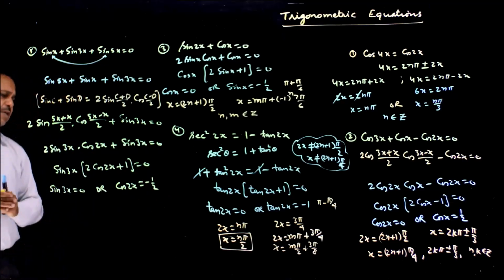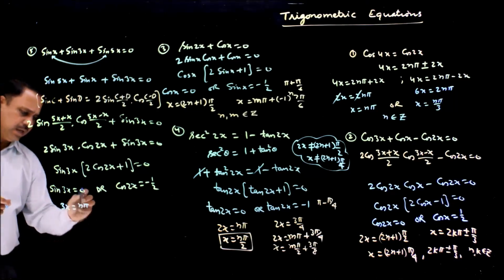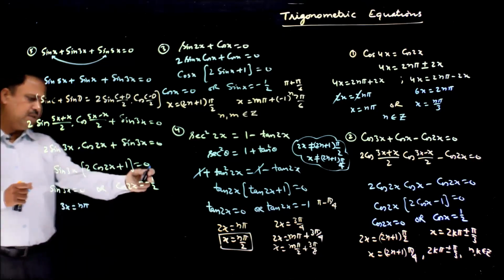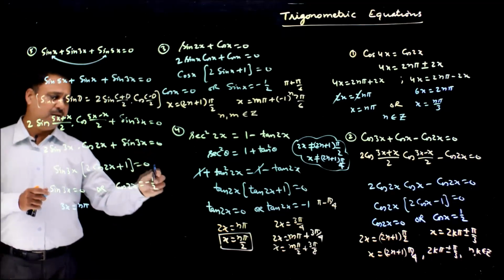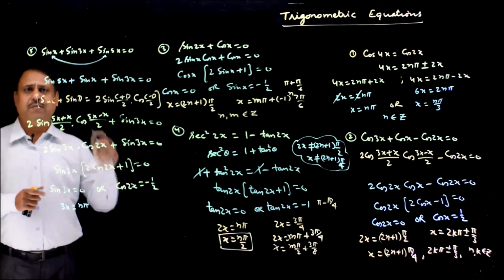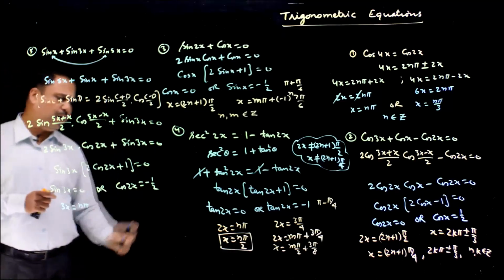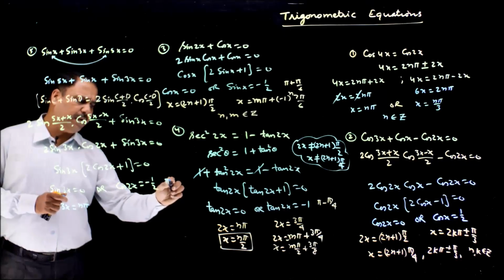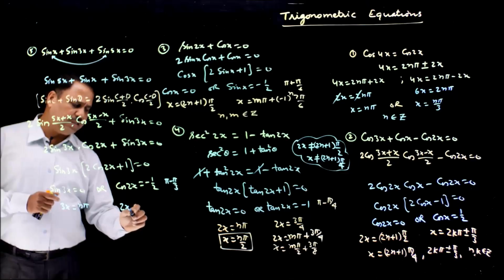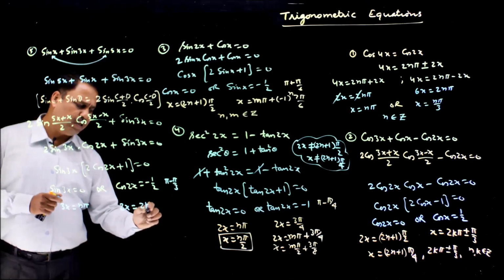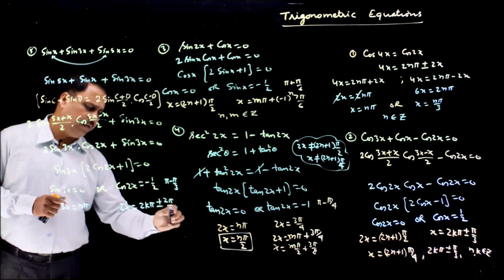So sin 3x is equal to 0 when 3x is equal to n pi. And when this is equal to minus half, cos theta is minus half, which quadrant? Second quadrant. And cos theta is equal to half means pi by 3. Cos 60 degrees is equal to half. So in the second quadrant it will be pi minus pi by 3, 2 pi by 3. So 2x is equal to 2k pi plus or minus 2 pi by 3.